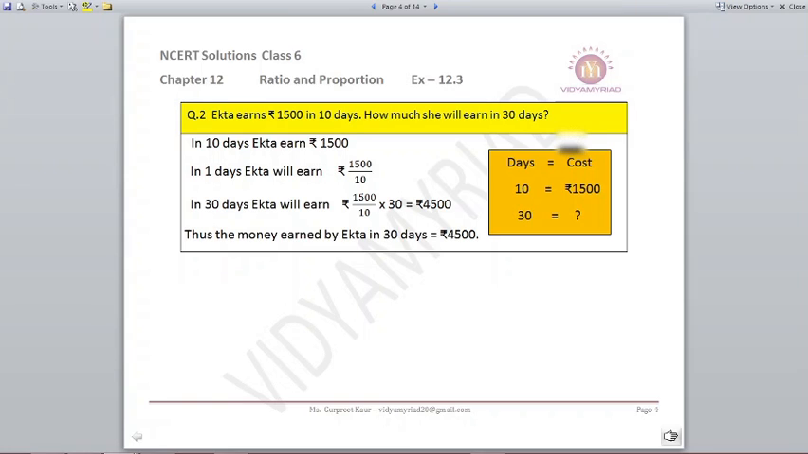So for 1 day it will be rupees 1500 divided by 10. And for 30 days we need to multiply. You will get your answer as rupees 4500. That will be the money earned by Ekta in 30 days.